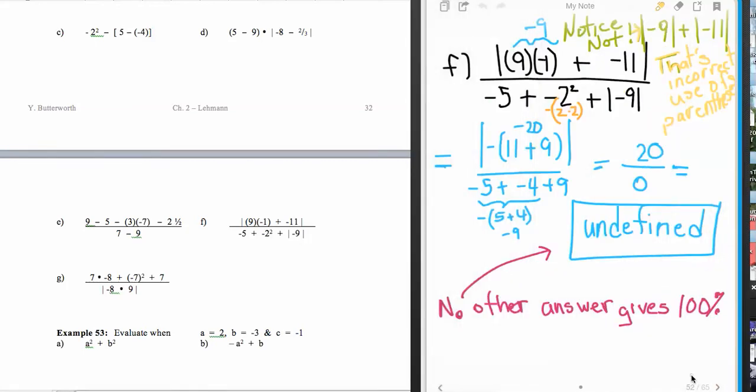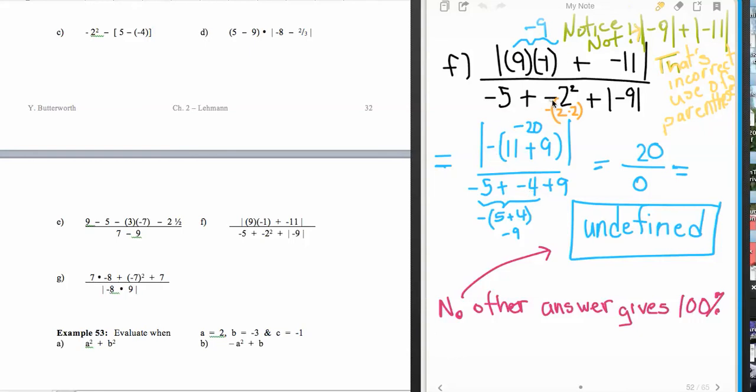Now moving on to part F here, one of the things I really want you to notice is that you don't take the absolute value of this first part and then add it to the absolute value of the second part. That's not correct. That's not how you use parentheses. Remember, absolute value signs are parentheses, so you want to make sure that you do what's inside of them. Then, after you've evaluated that, then take the absolute value.